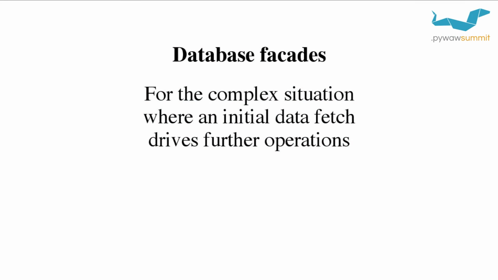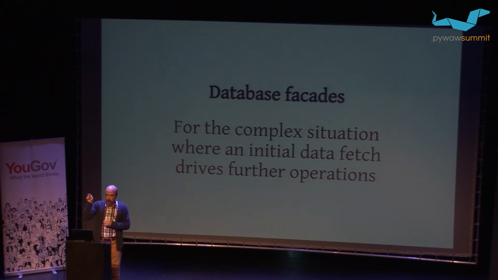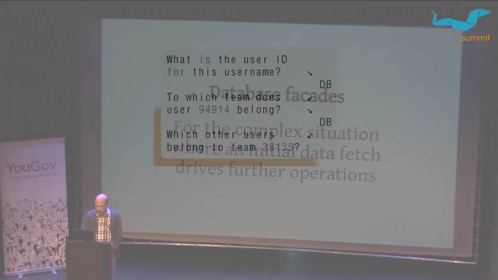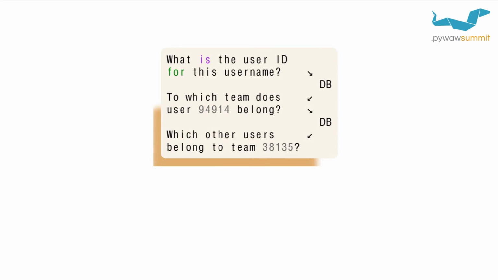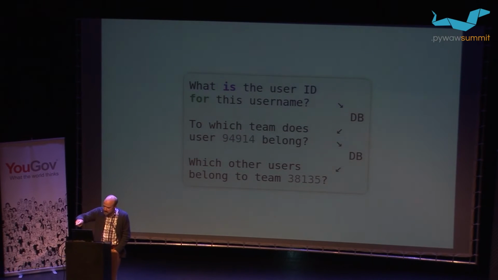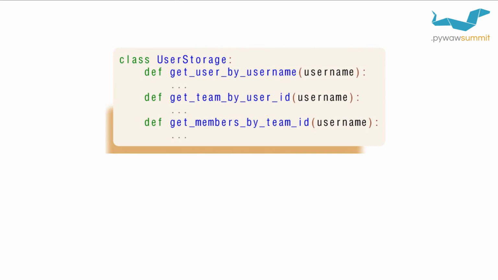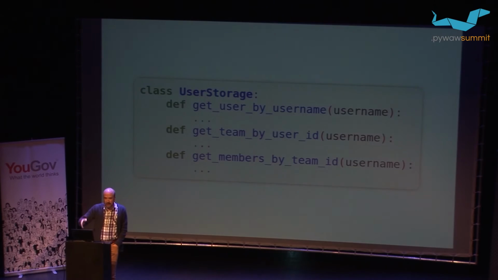Now, there are those complex situations where your code needs to talk to the database, get some information out, make a decision, and that will drive subsequent queries to the database. Debates are still had about how best to make that code easily testable. My favorite approach at the moment, when I need to do several round trips to a database to do a large operation, is to build a facade, a class that defines all the things my program needs to do to the database.